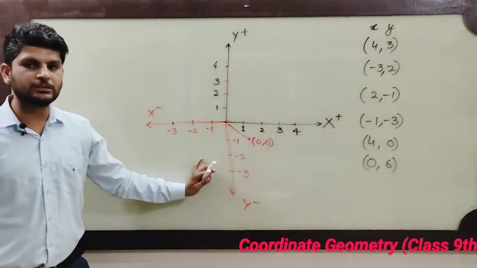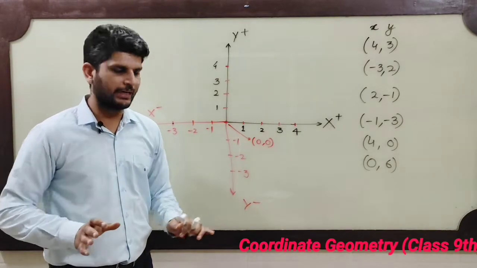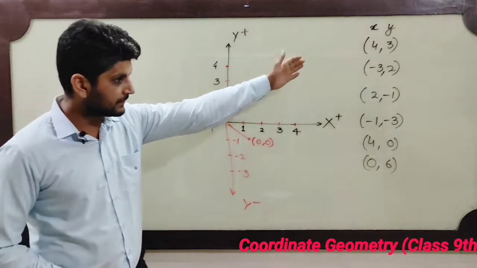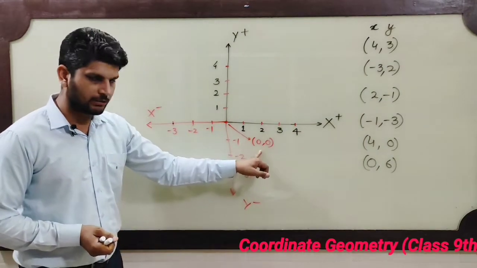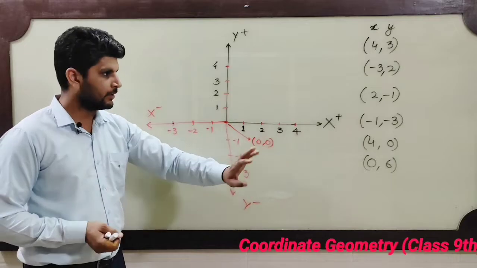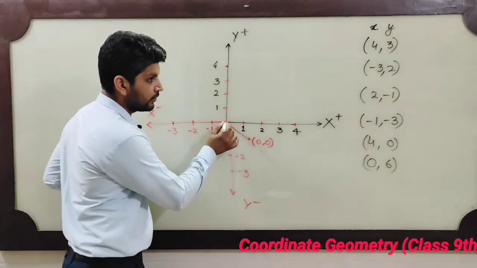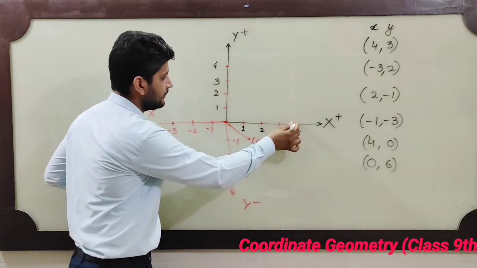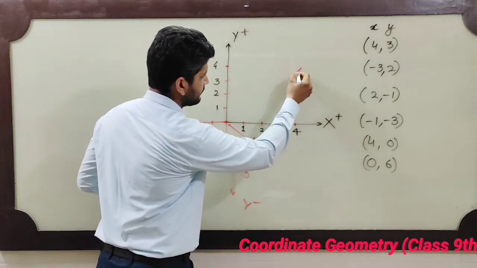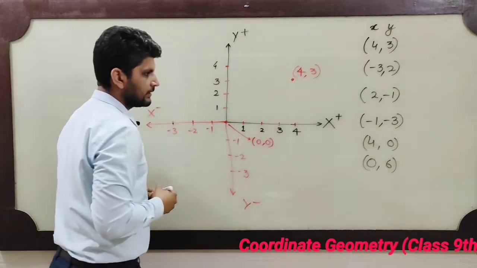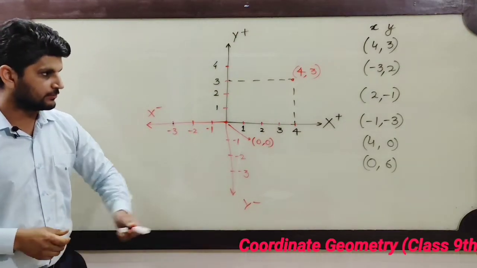To represent any point on this coordinate plane, our origin is our starting point. At the origin, we travel 0 distance. By representing these six points on this coordinate plane, we'll understand each and every concept of it. Remember, the origin's coordinates are 0, 0. First always x. So the first point is 4, 3. From the origin, 4 toward the x-axis: 1, 2, 3, 4. And 3 toward the y-axis: 1, 2, 3. So this point will lie here: 4 toward the x-axis and 3 toward the y-axis. This point is 4, 3.